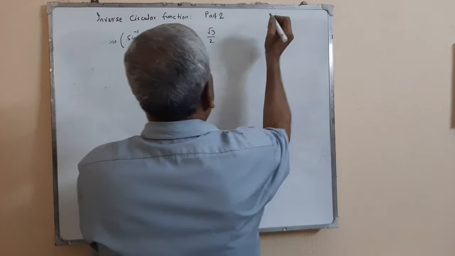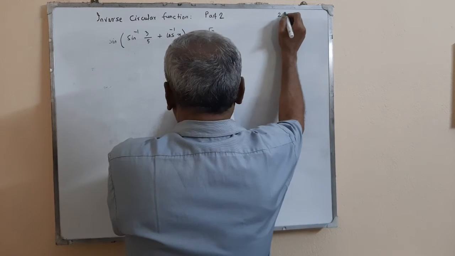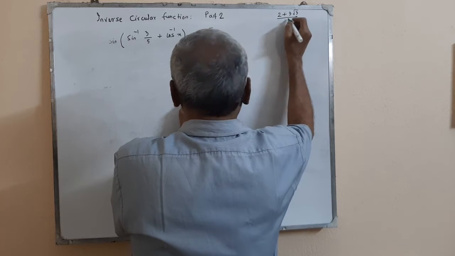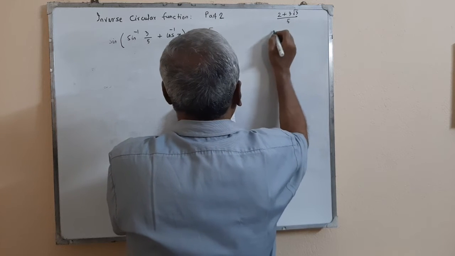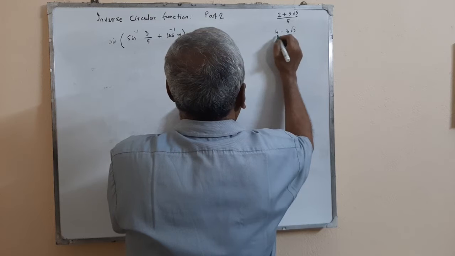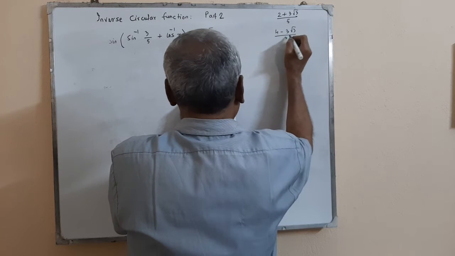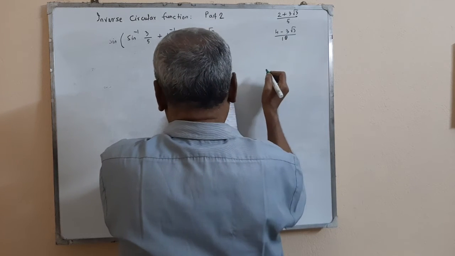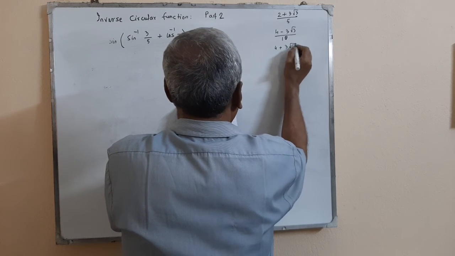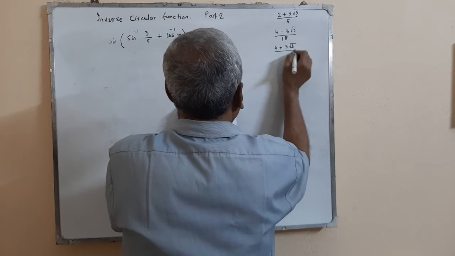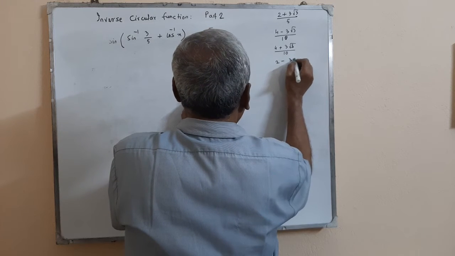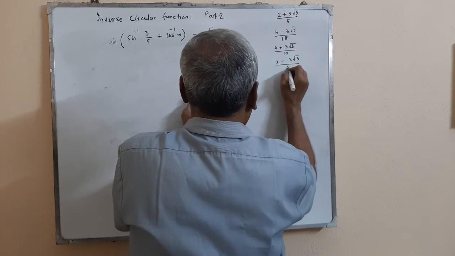Options: 2 plus 3 root 3 by 5, 4 minus 3 root 3 by 10, 4 plus 3 root 3 by 10, 2 minus 3 root 3 by 5.